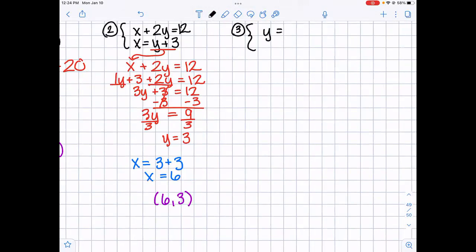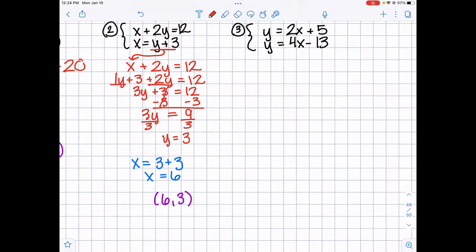Y equals 2x plus 5. And y equals 4x minus 13. Okay. If I want to solve this, how would I go about setting this up? They're both equal to y, which means they're both equal to each other, right? They have to equal the same number. So the two parts are equal.